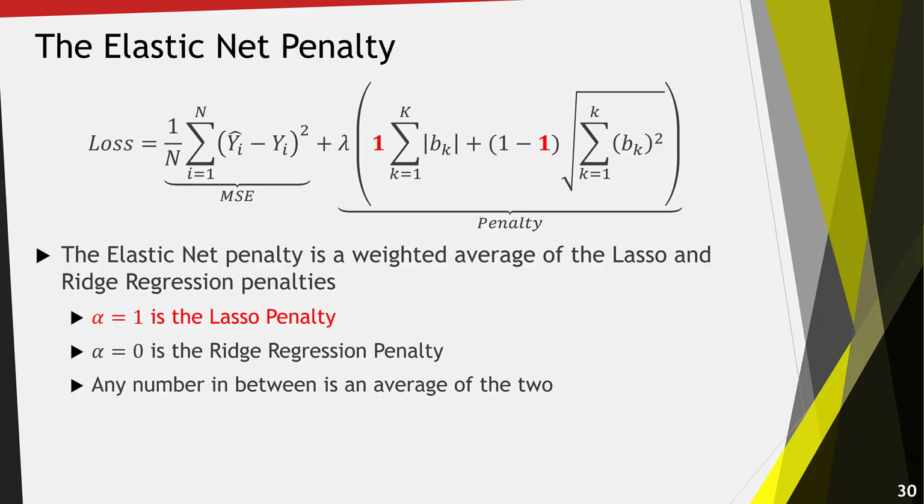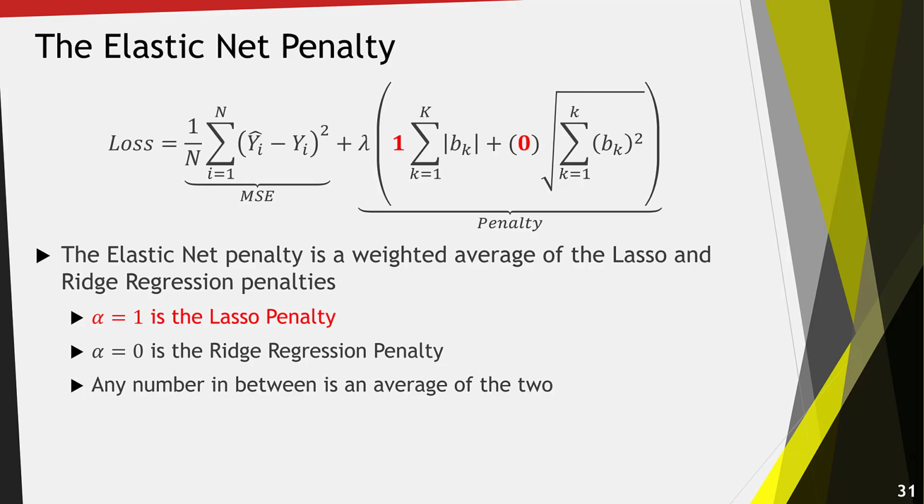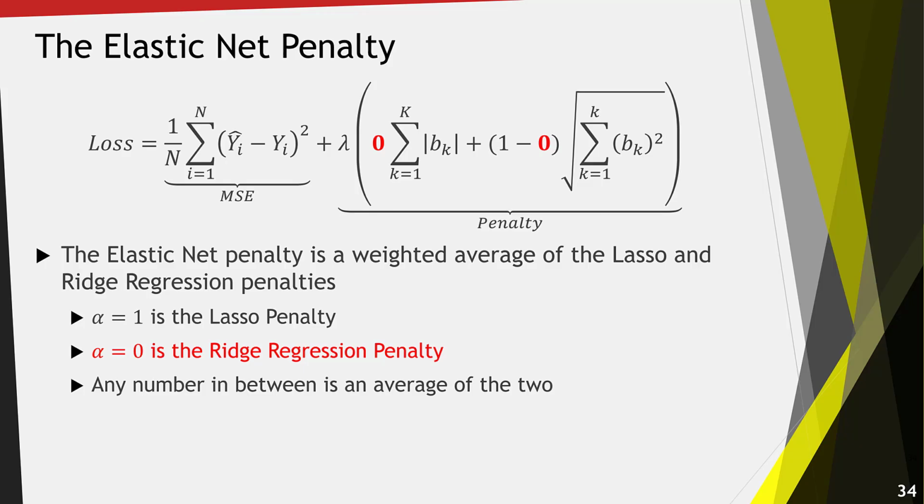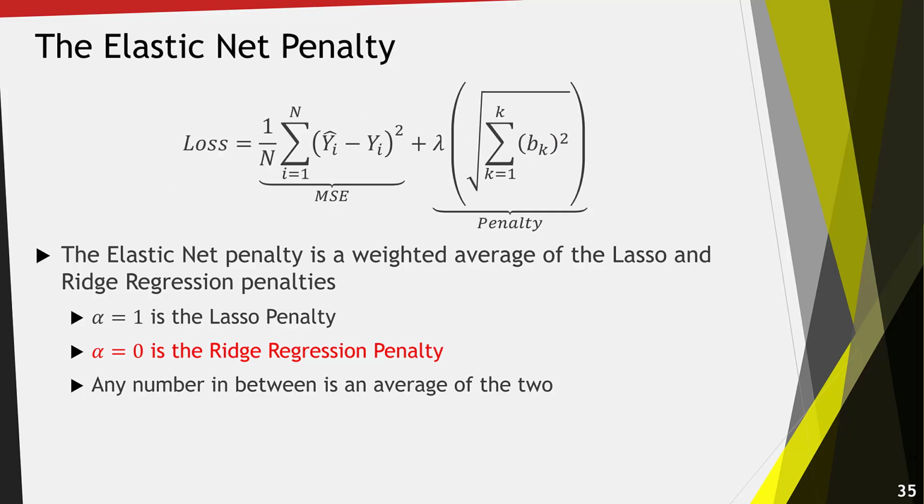Suppose alpha is equal to 1. Then we're going to place a 1 in front of the lasso penalty and a 1 minus 1 in front of the ridge regression penalty. That will simplify, and you wind up with just the lasso penalty. So setting alpha equal to 1 in the elastic net is just the same as running lasso. In contrast, if you set alpha equal to 0, you'll place a 0 in front of the lasso penalty, a 1 minus 0 in front of the ridge regression penalty, and that simplifies to just the ridge regression penalty. So when alpha is equal to 0, the elastic net is just ridge regression.